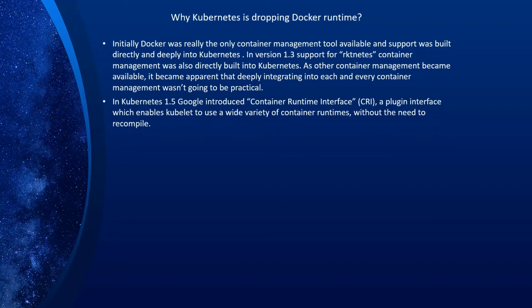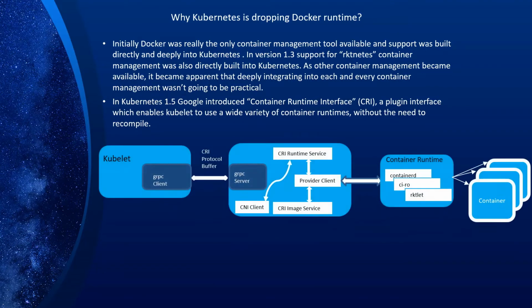So in version 1.5 of Kubernetes, Google introduced the Container Runtime Interface, or CRI. It is a plugin interface which enables a kubelet to use a wide variety of container runtimes. So we are not really tied to Docker or any other runtime, and you can switch container runtimes as new ones come along, without the need for Google to recompile Kubernetes every time a new runtime is released. So this is the high-level architecture of CRI.